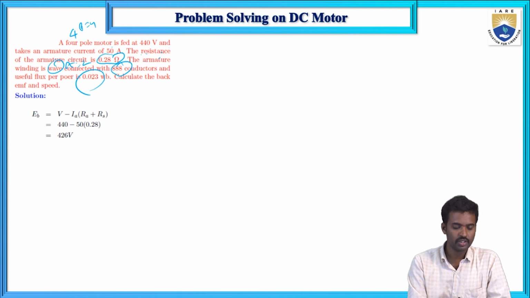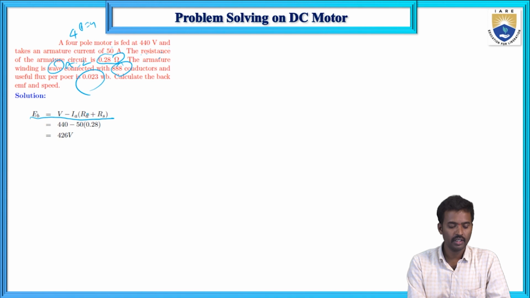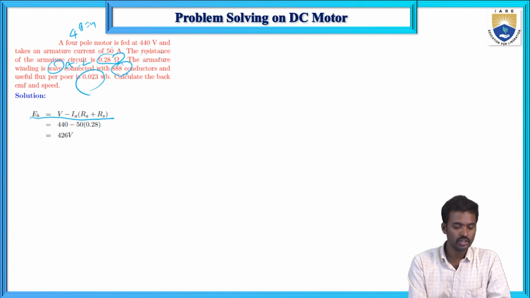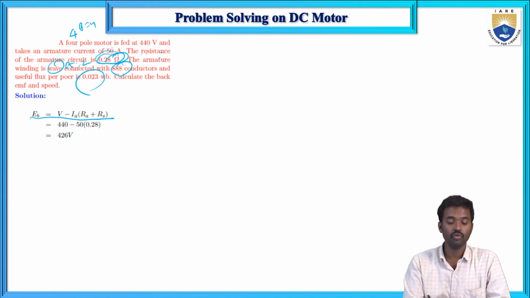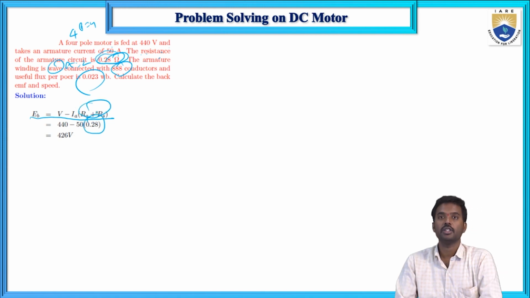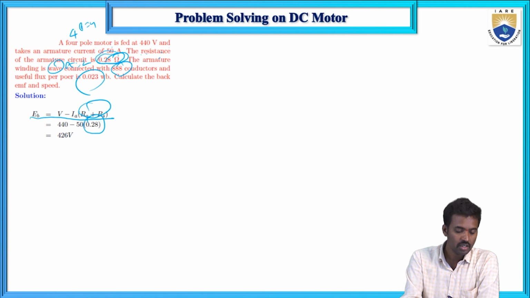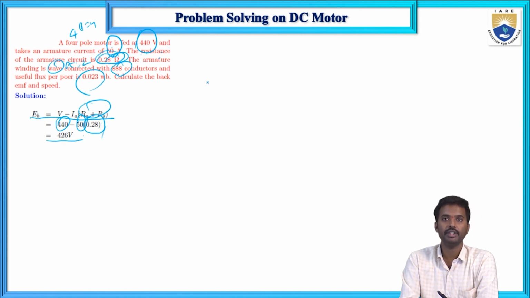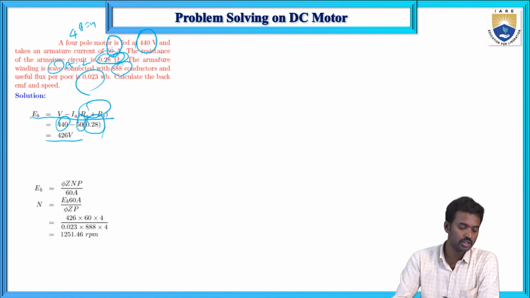This one is also a series motor. So Eb equals V minus Ia(Ra plus Rse). So this complete armature circuit value, Ra plus R series, is 0.028, and this armature current is 50 amperes, and this voltage is 440 volts, and this equals 426. Eb equals this, and from the Eb we calculate the speed.